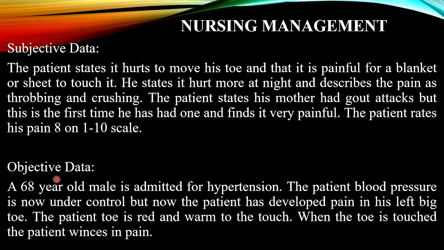And objective data: a 68-year-old male is admitted for hypertension. The patient's blood pressure is now under control, but now the patient has developed pain in his left big toe. The toe is red and warm to the touch. When the toe is touched, the patient winces in pain.